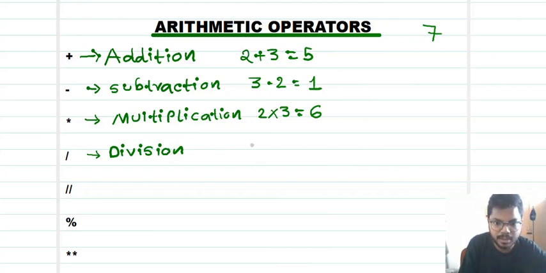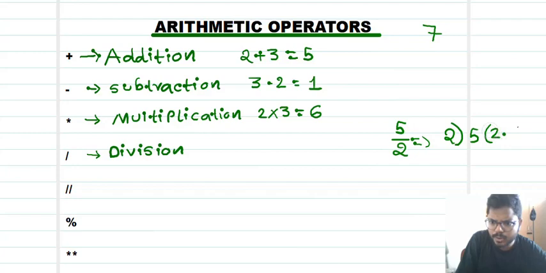Division. I will explain with one example how it can vary. Suppose my main motive is to do 5 divided by 2. Now I need to do this. So for this I will do it as 2 into 5, which gives 2.5. Okay, this is what we will get in normal division.